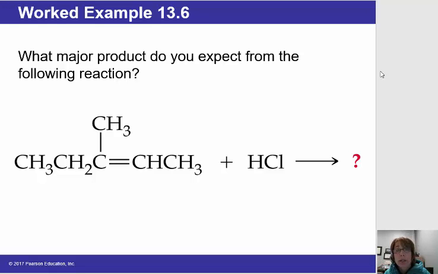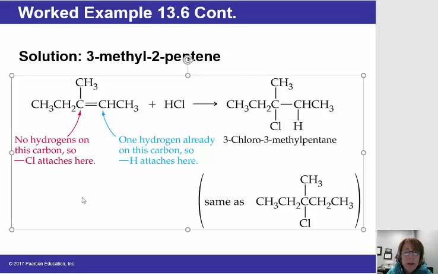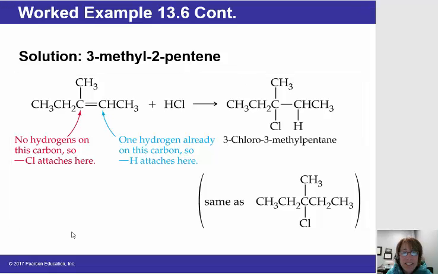So let's look at worked example 13.6, and what I want you to do is 1, name the alkene that is being reacted, and 2, determine the structure and name of the major product expected from this hydrohalogenation. Okay, so let's see how you did.